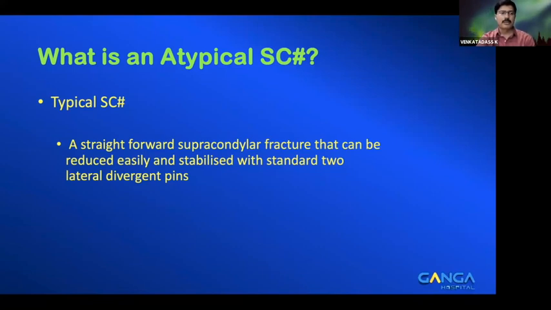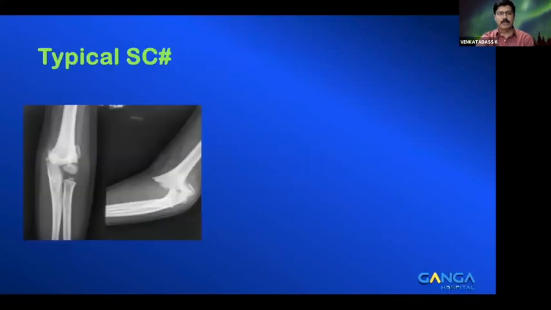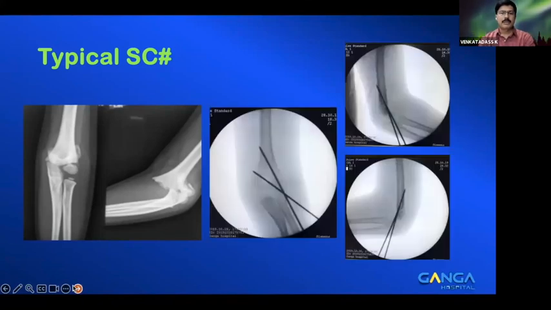In my opinion, any straightforward supracondylar fracture which can be reduced and pinned with the two lateral divergent wires, which is considered to be the standard of care, is a typical supracondylar fracture. For example, this one, though the X-ray looks grossly displaced, can be reduced and stabilized by closed reduction and percutaneous pinning in this fashion with two lateral divergent wires, which are rotationally also stable. So this, in my book, is a typical supracondylar fracture.